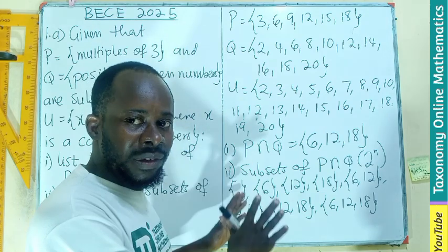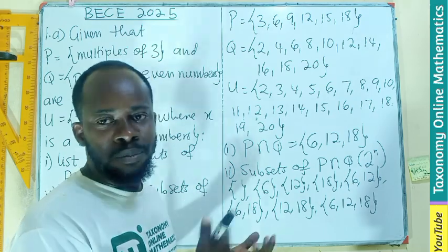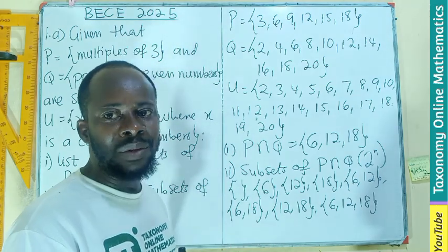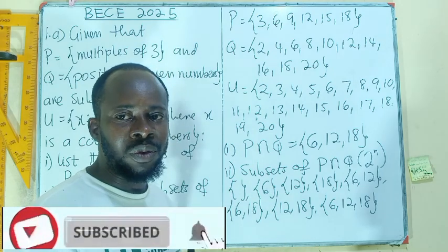All right, I hope the concept is clear: listing elements of multiples of 3 which are subsets of the universal set, then also even numbers. Finding their subsets is also clear to you.